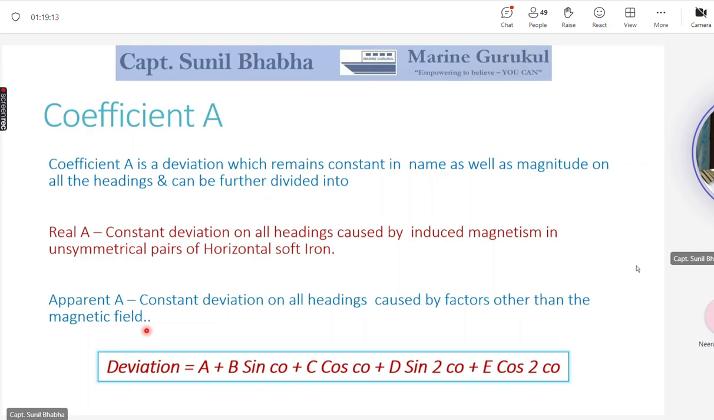Okay, I'll show you that, beta, with the diagram. Sir, it is not caused by permanent magnetism also. No, there is no permanent magnetism involved in coefficient A, beta. Okay, let me show you with the diagram now.